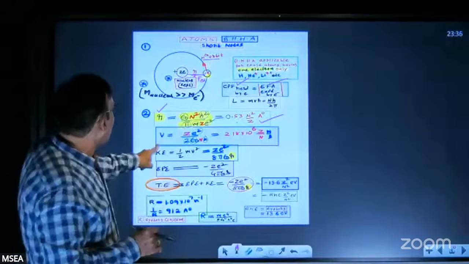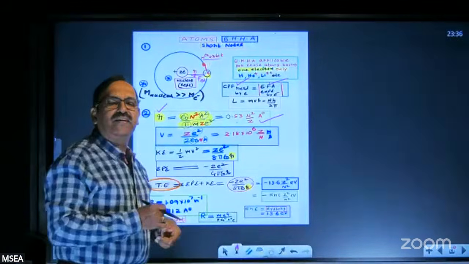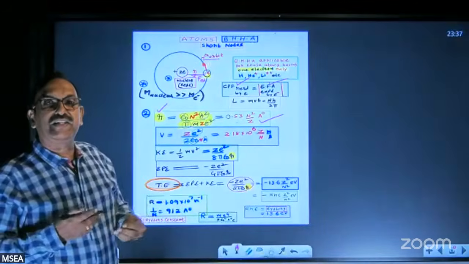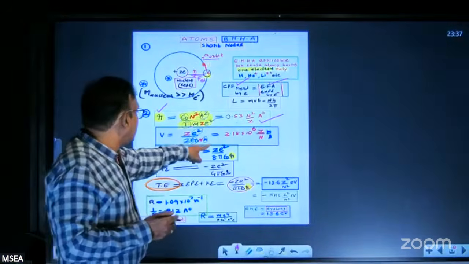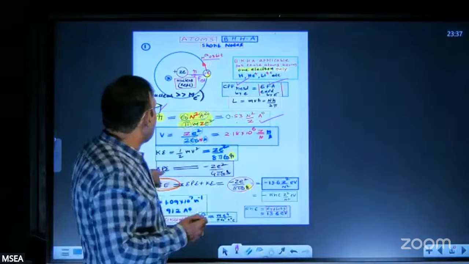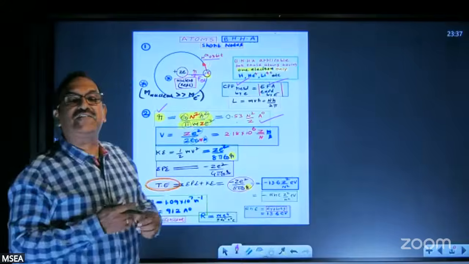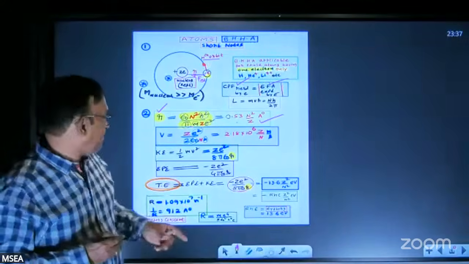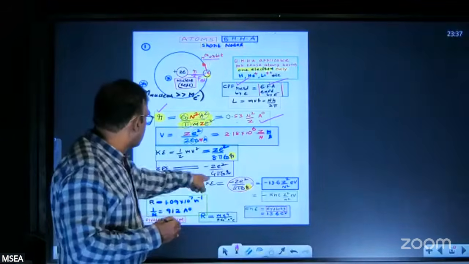Okay, what is the formula for kinetic energy of the electron? All of you know, kinetic energy is half mv squared, and here it comes out to be Z squared by 8 pi epsilon naught r. What is the electrostatic potential energy? Minus Z squared by 4 pi epsilon naught r. And total energy is given by this formula there.